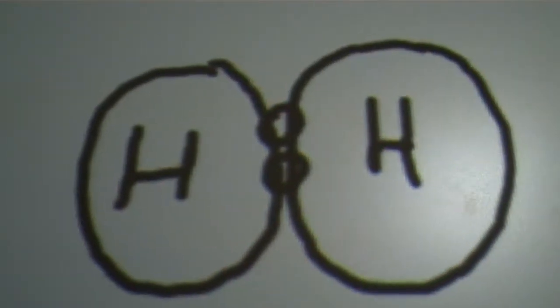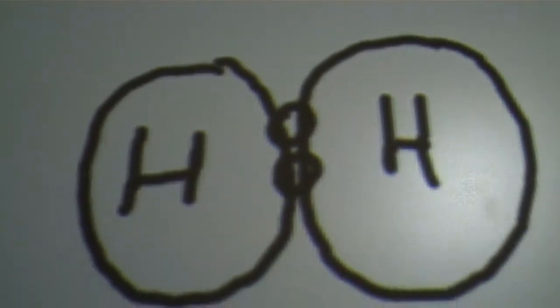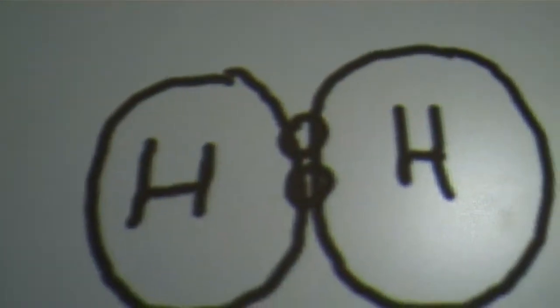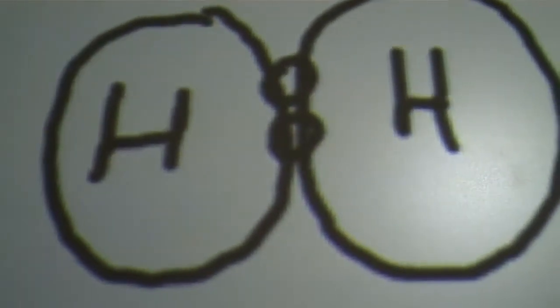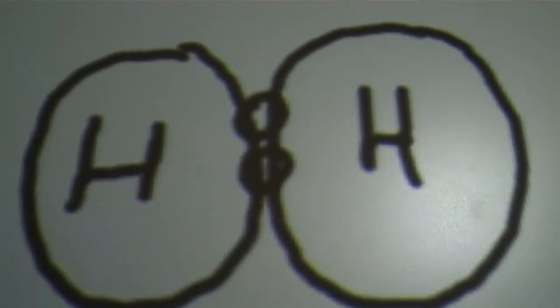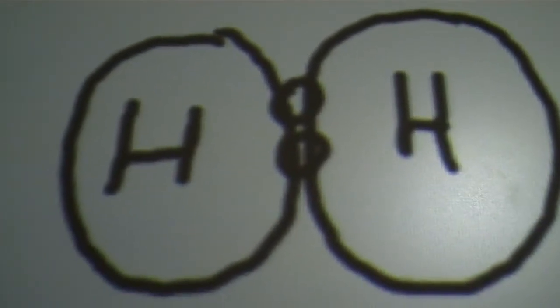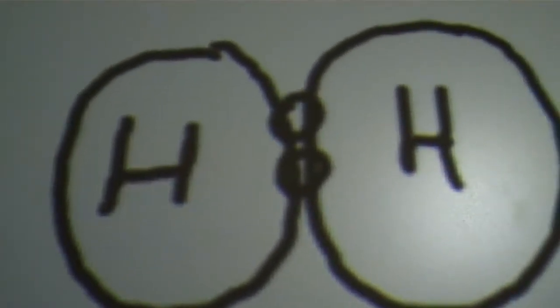For example, hydrogen gas has the formula H2, and that's because there are two hydrogen atoms in there. Each hydrogen atom only has one electron. But if they share the electrons with each other, then they now have a share of two electrons, which is the full outer shell.